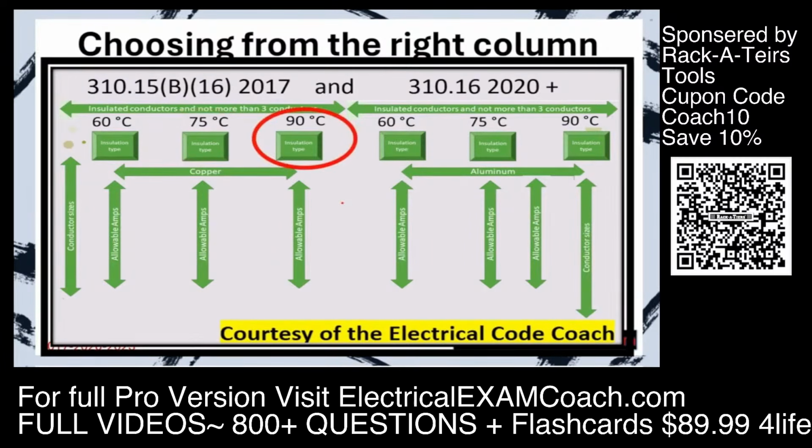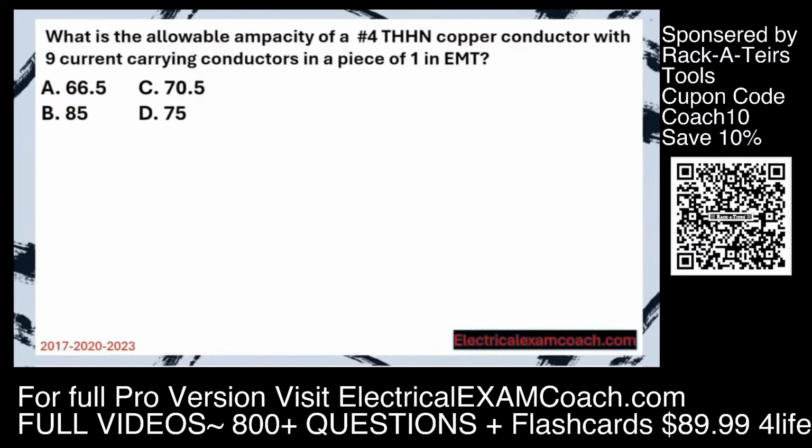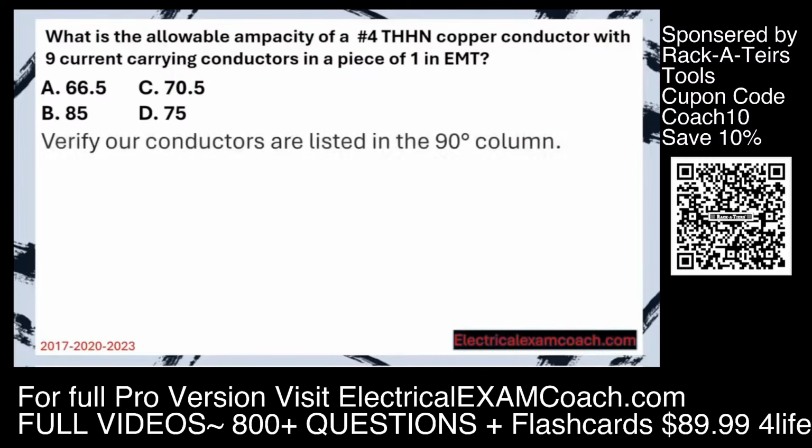We're getting ready to do practice questions, and you'll understand that more fully as we proceed. What is the allowable ampacity of a number 4 copper conductor with 9 current carrying conductors in a piece of 1-inch EMT? Step 1, we're going to verify that our conductors are listed in the 90-degree C column.